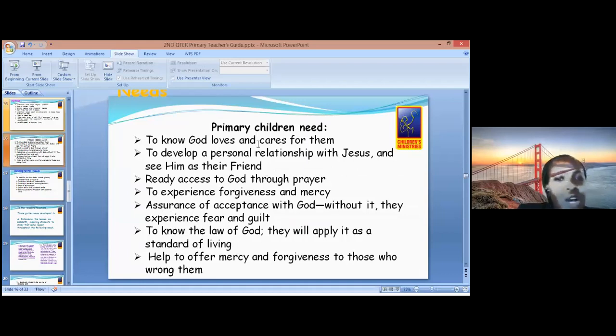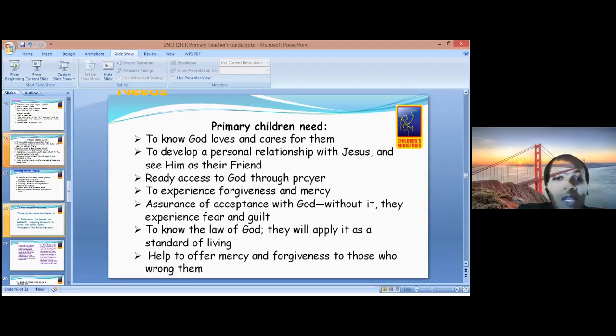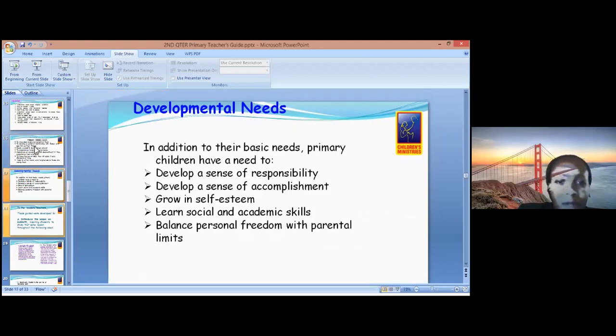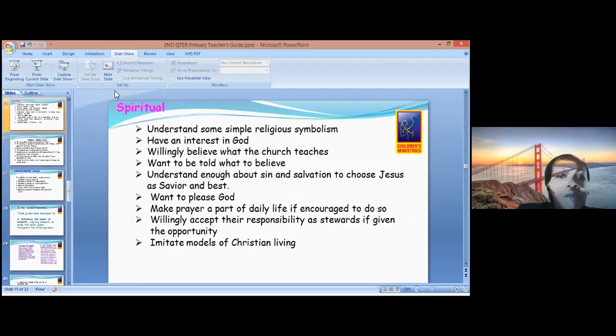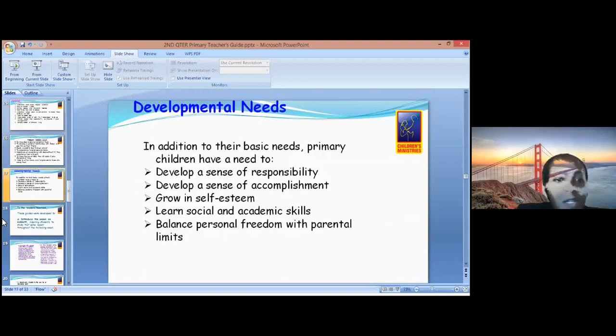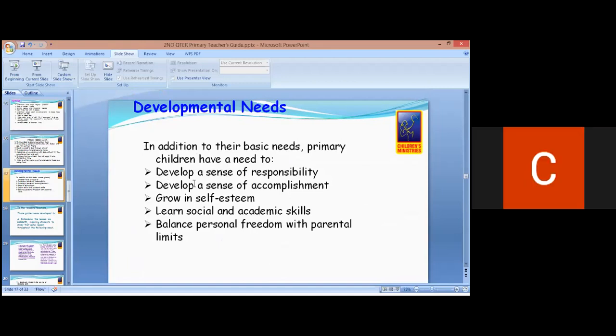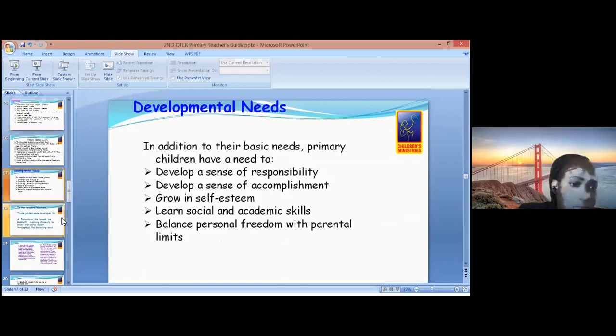So when we look at all these spiritual needs, it is the duty of the teacher to make sure that children really, at the end of the day, learn and their spiritual lives are built. When you look at their spiritual needs, please try to ensure that you build their life spiritually. Then the developmental needs, those are obvious. They need a sense of responsibility. They need to develop a sense of accomplishment, to grow in self-esteem, etc., etc.